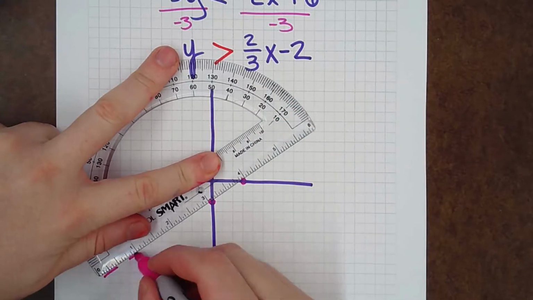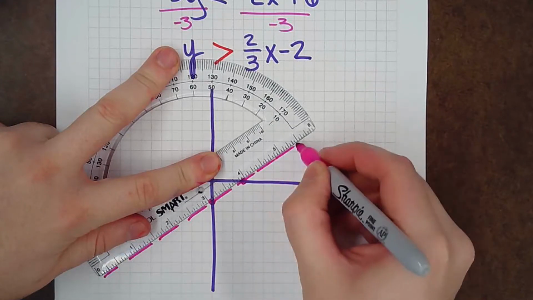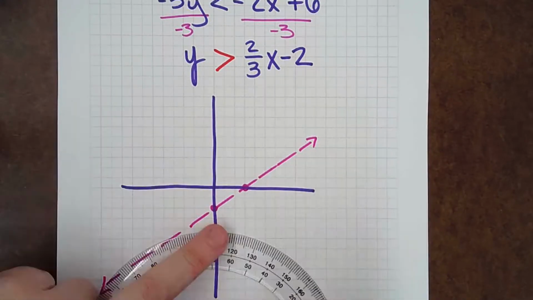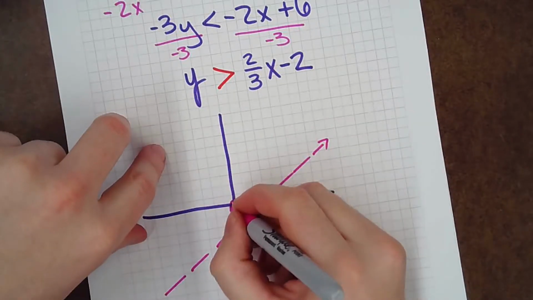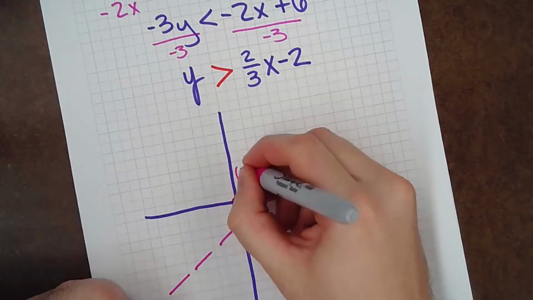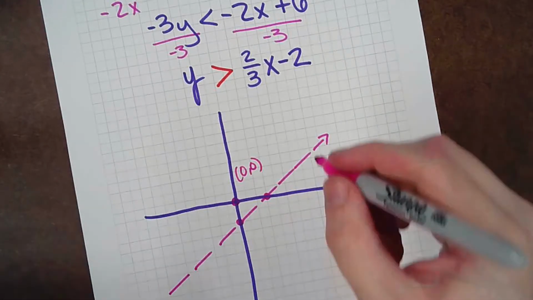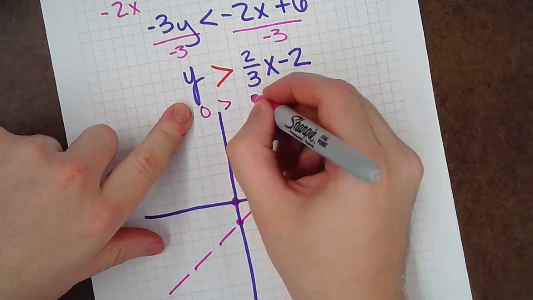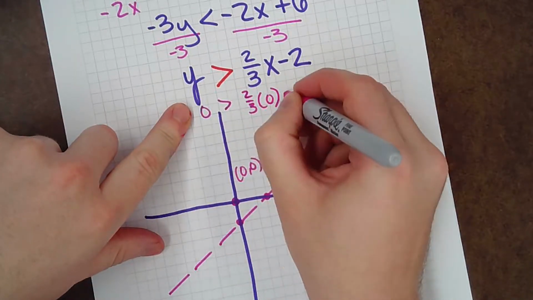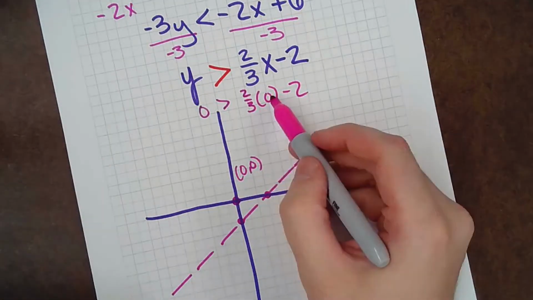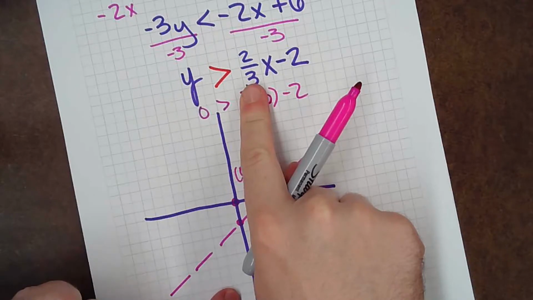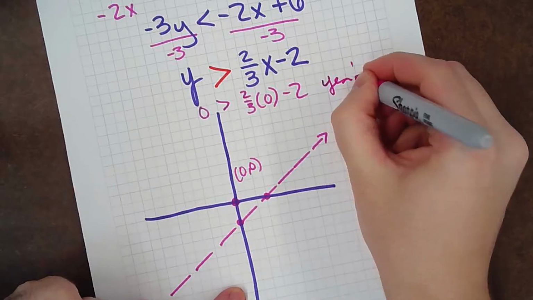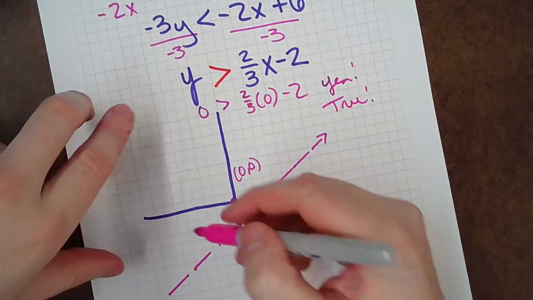And again, it's dashed, because it's greater than, not greater than or equal to. And then we pick a point to test to see if it works. So I'm going to pick 0, 0, an easy point to test. And when I plug it in, I get 0 is greater than 2/3 times 0 minus 2. Well, 2/3 times 0 is 0. So I ask, is 0 greater than negative 2? And the answer is yes. True. So this is part of the solution.